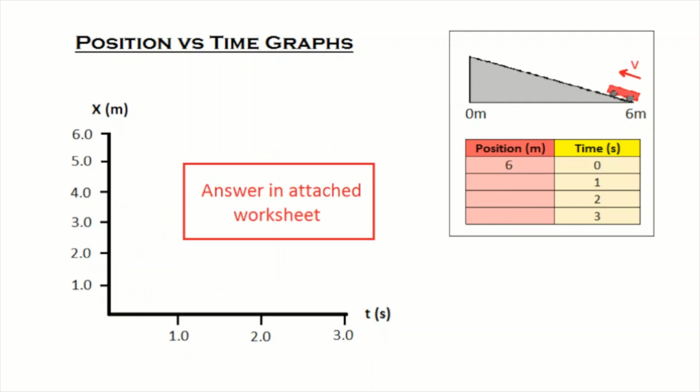The last one we need to try is where we're moving backwards and slowing down. So notice the cart is starting at 6 and approaching 0, that's the backwards, and it's traveling uphill, so we expect it to slow. If you want to try to fill in this table and construct this graph, I put the answer in the attached worksheet. You can head there to see how you did.